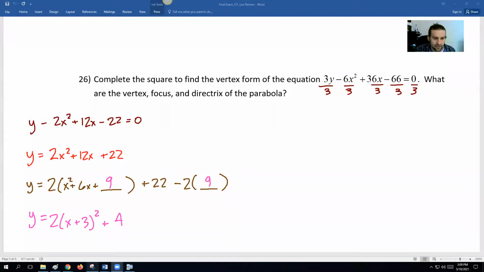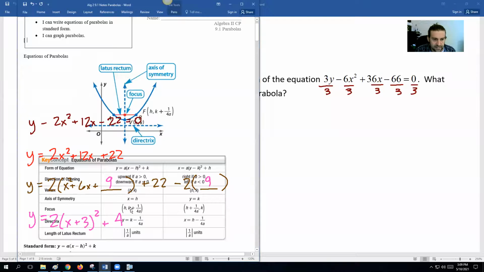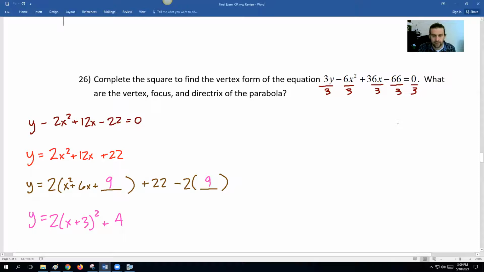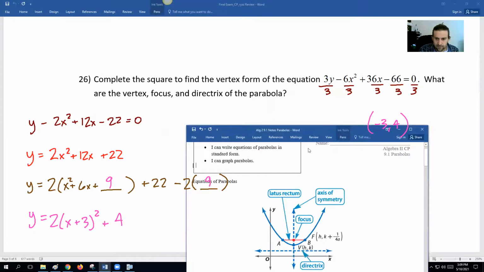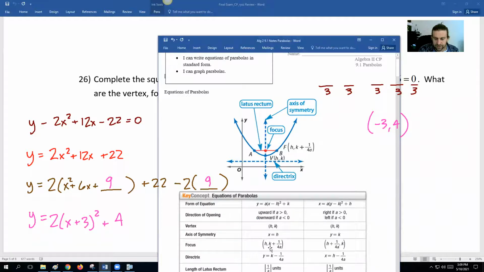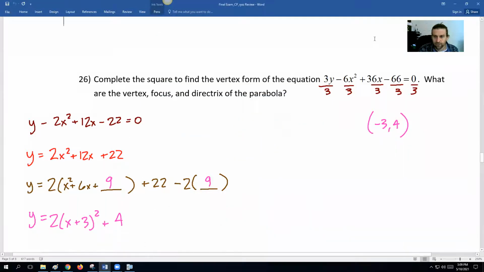We can go through looking at our notes here. The vertex is at (h, k), which, all right, h is -3, k is 4. All right, the focus, we have to look at the formula sheet for the focus here. We can pull that up. Focus is at h comma k plus 1 over 4a. So we definitely know it is at -3. And then we have k, which is 4, plus 1 over 4a, where a is 2. So that's 4 plus 1/8, so that's 4.125.